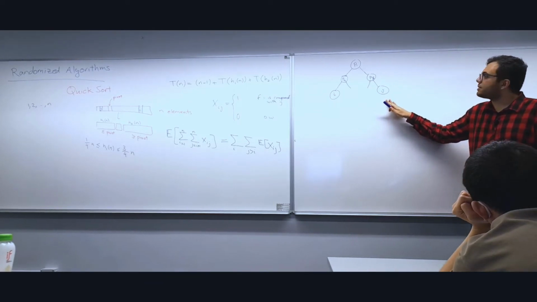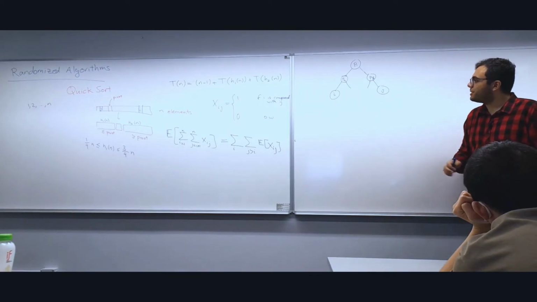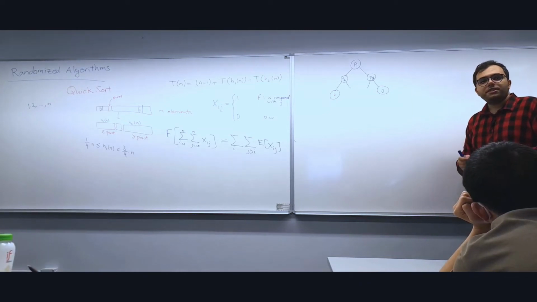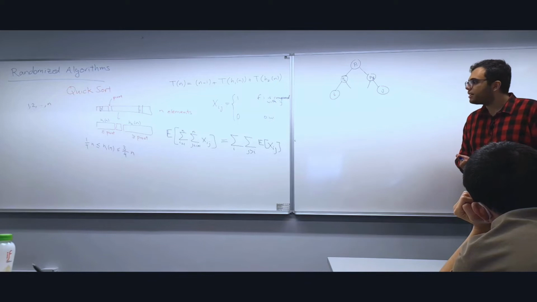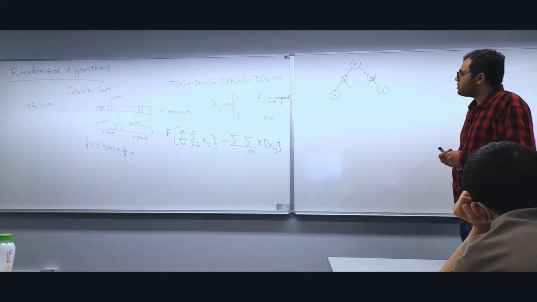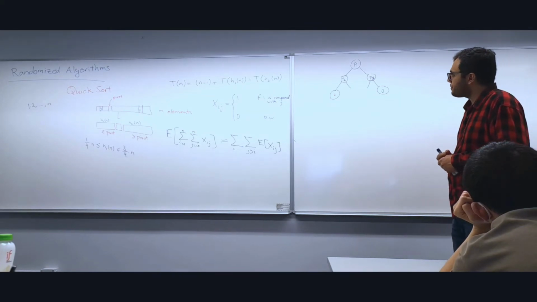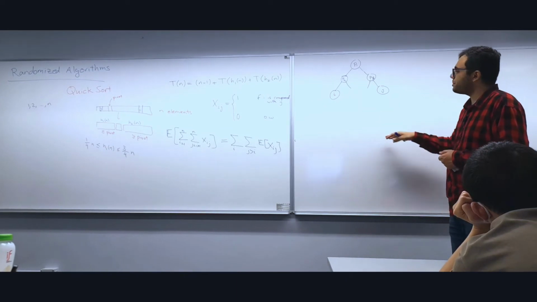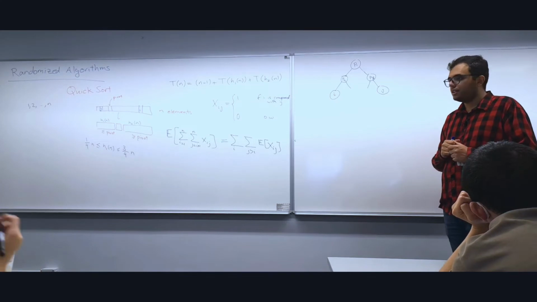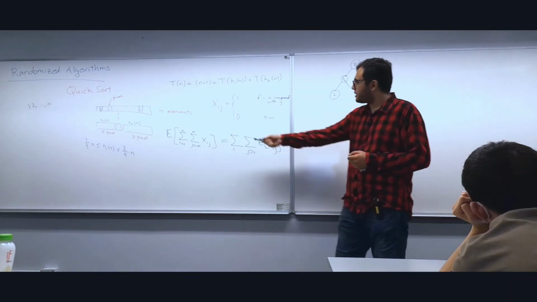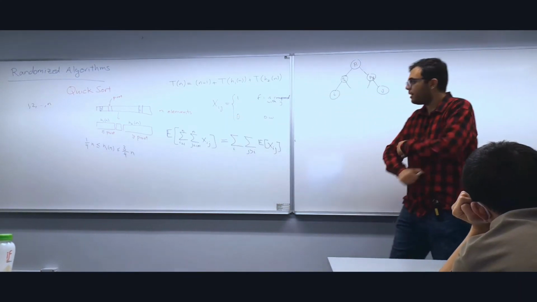Based on this, you can easily guess when we will compare them. i and j are compared if one of them is an ancestor of the other one, or if one of them appears in a subtree of the other one. So now I want to know the probability that i is in the subtree of j, or that j is in the subtree of i. That's going to be my xij.